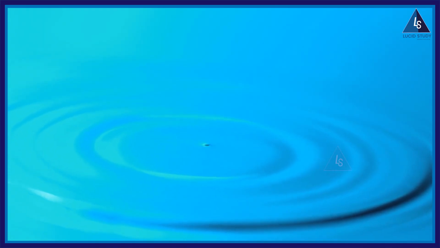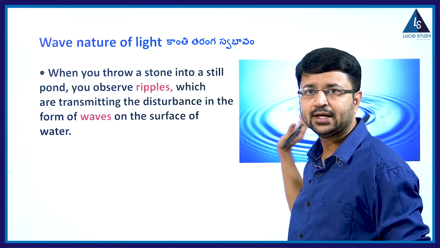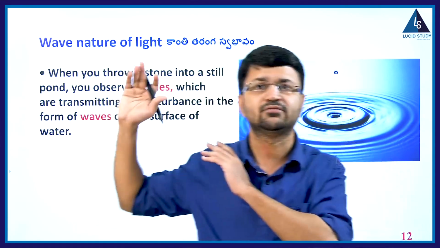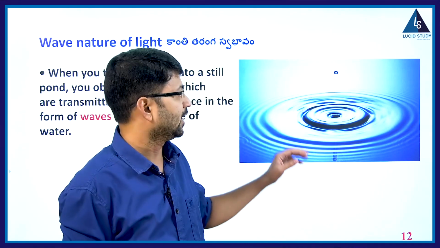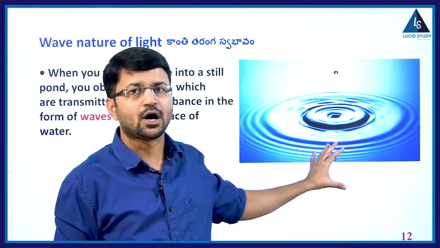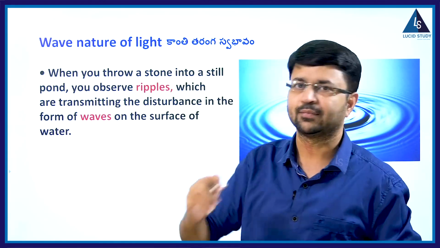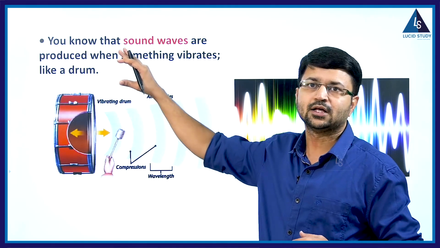So what we can observe is that whenever we create any disturbance on the surface of water, we can see waves, yes or no. Similar to that are the waves of light, that is, the wave nature. The waves that are produced in a pond are of the same kind. In the same manner, now concentrate on the sound waves.